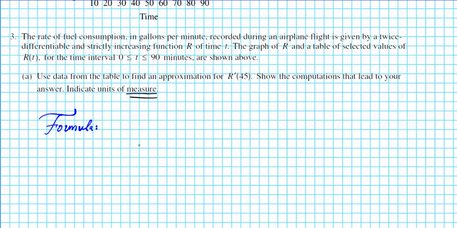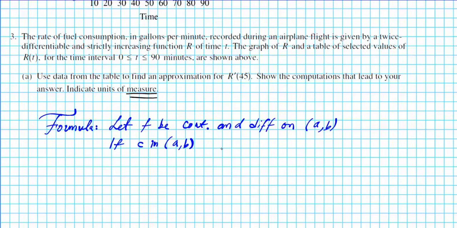So let's say we have a continuous and differentiable function f, okay? So let f be continuous and differentiable on an interval AB, okay? If, let's say there exists some C in this interval AB, then we can write down the following formula. Then f prime, the instantaneous rate of change of the function at C, f prime of C can be approximated using the average rate of change.